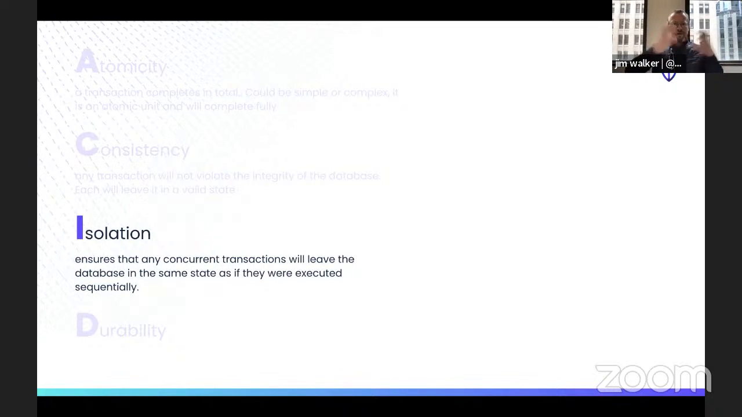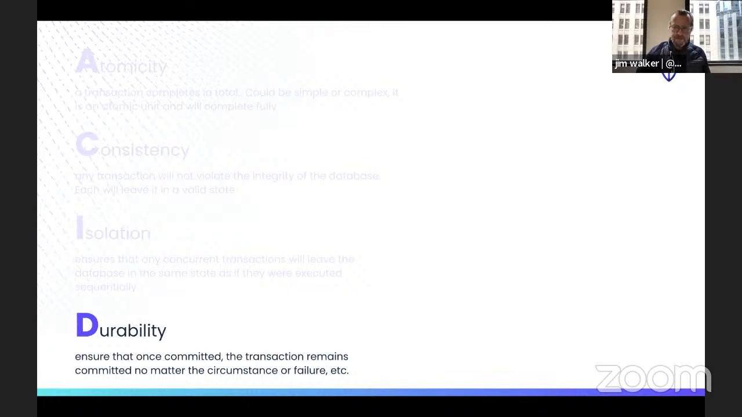And so, what happened? The consistency and the integrity of the database is really built into the isolation of transactions, and we're going to spend a good amount of time on that today. And then D in ACID is really about durability. So no matter what happens, the transaction commits or it doesn't.